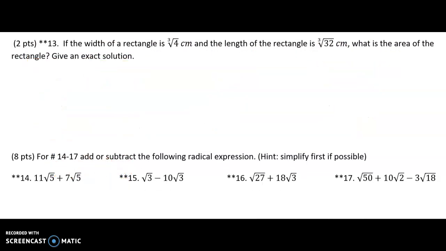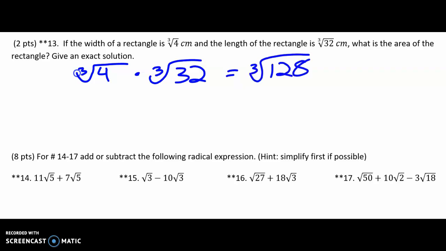I apologize for how rough I started off, but there's that section here. Number 13 will be the last problem on this part of the review. First thing, width and length of a rectangle. It asks what is the area. All you're doing is multiplying the length times the width. So 4 times 32, that's 8 carried the 12, so 128.